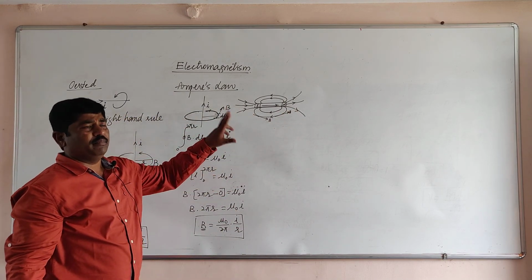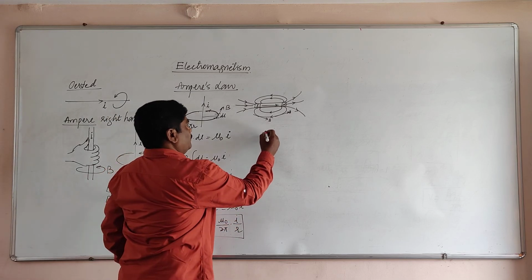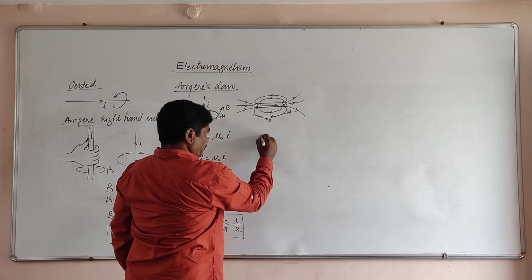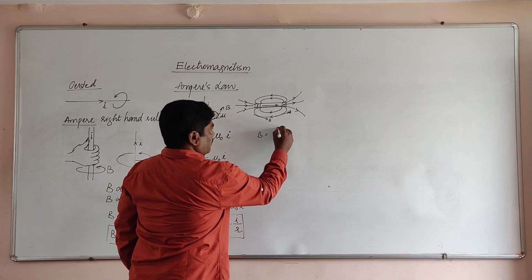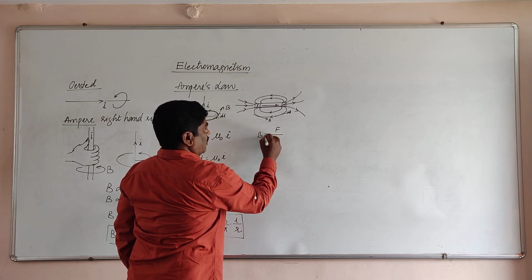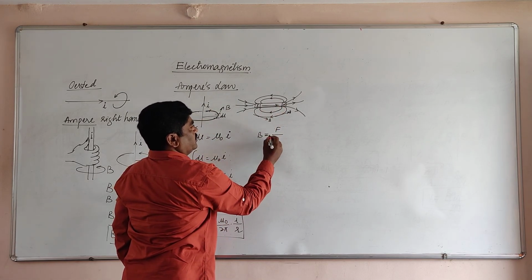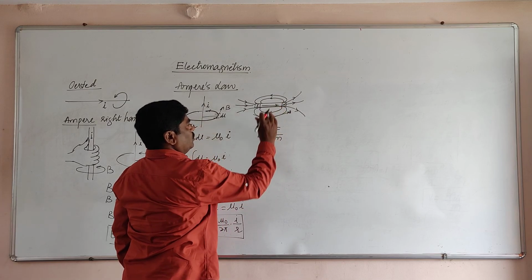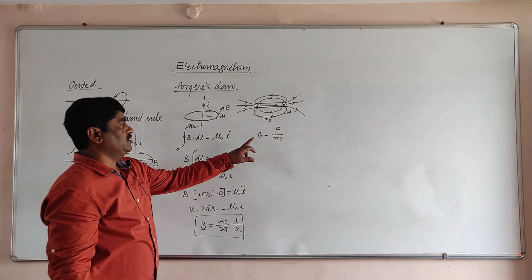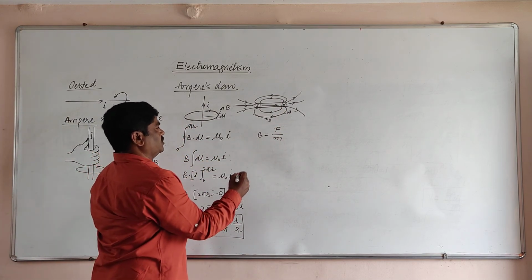This is about the magnetic field. But within this field, the force of attraction or repulsion offered by this bar magnet per unit pole strength is nothing but the magnetic field induction, you can say.